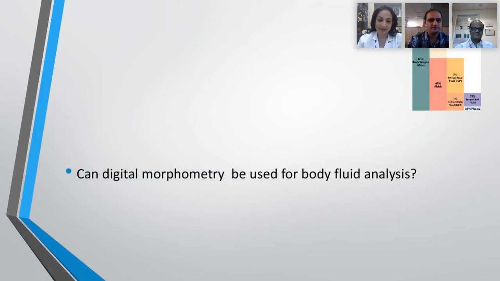Coming to the next question, can digital morphometry be used for body fluid analysis? Yeah, Ankur, you can use it. We have options of using it in body fluids. You can also use a urine cytospin, CSF cytospin, any of the cytospins you can put into the CellaVision. And is this as sensitive as blood samples? Yeah, it gives you, but I always feel the body fluids have to be used as a glass slide. That's my vote on that. Very true.